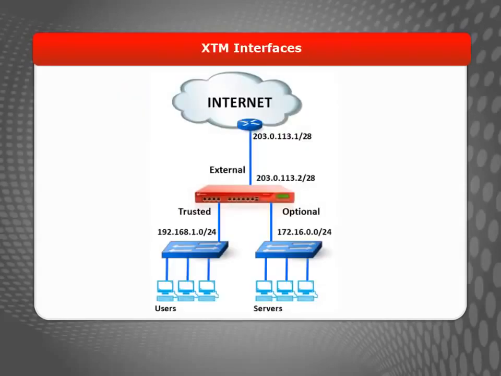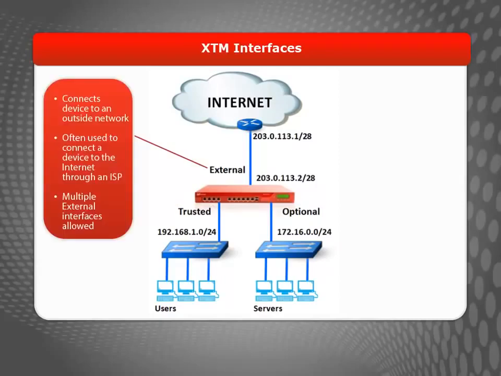In order to understand how to create policies, you should first understand the three security zones of your device, which are the external, trusted, and optional interfaces. An external interface is used to connect your device to a network outside your organization. Often, an external interface is the method used to connect your device to the internet through your ISP. And you can have more than one external interface if you need.